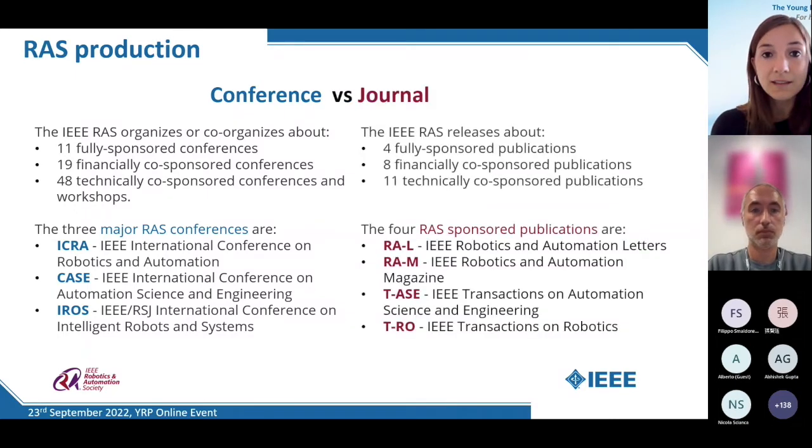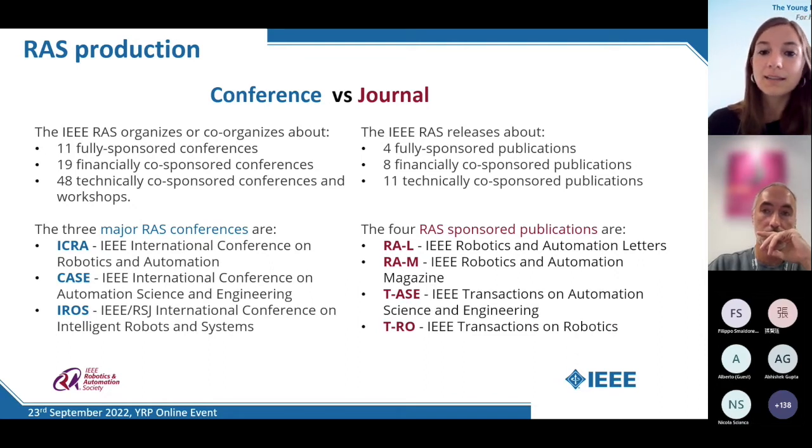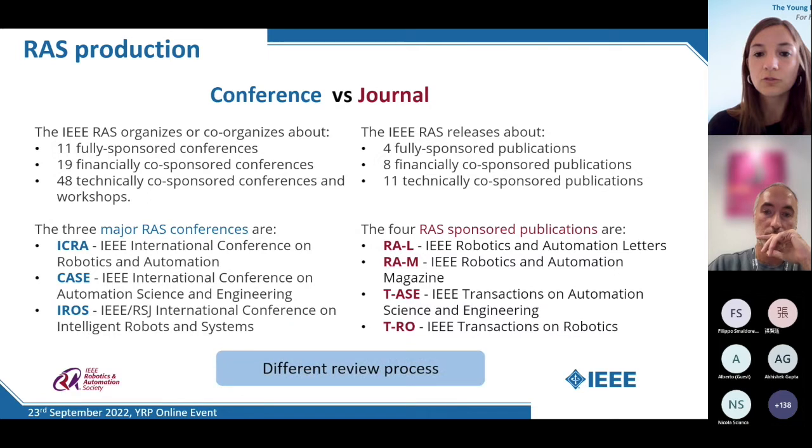On the other hand, the RAS journals are about 4 fully sponsored publications, 8 financially co-sponsored publications, and 11 technically co-sponsored publications. The 4 RAS fully sponsored publications are Robotics and Automation Letters, Robotics and Automation Magazine, Transactions on Automation Science and Engineering, and Transactions on Robotics. So these are the main ones within RAS. Between conferences and journals, we have slightly different review processes that are actually the topic of this presentation.